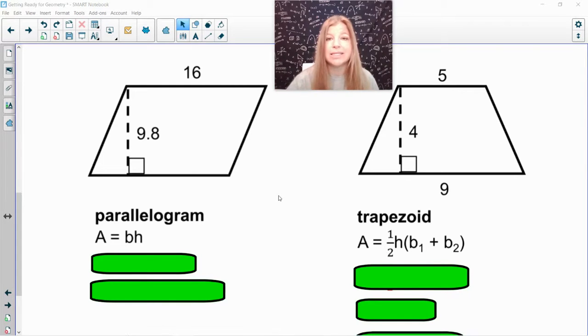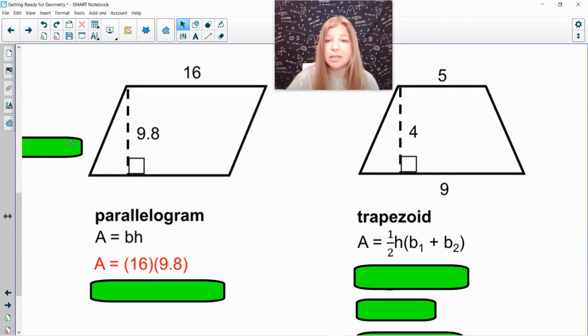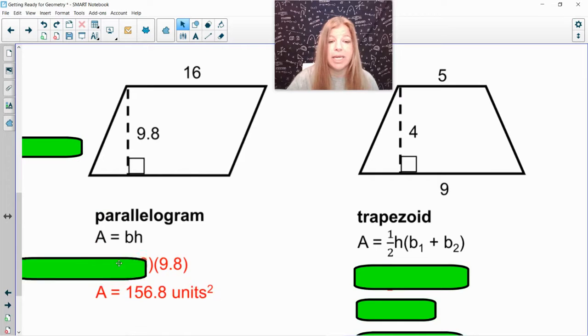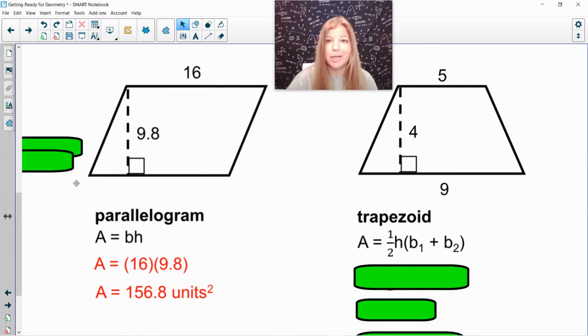So here, when I look at this diagram, the base of this parallelogram is 16. The height of the parallelogram is 9.8. Again, notice it's perpendicular to the base. And I just simply multiply them together. 16 times 9.8 would give me 156.8 units squared. Easy. Last one, area of a trapezoid.